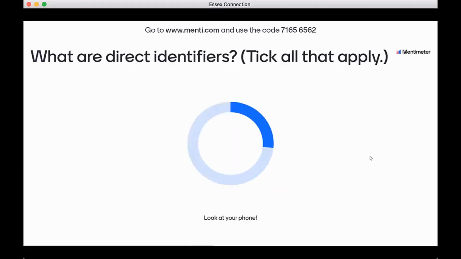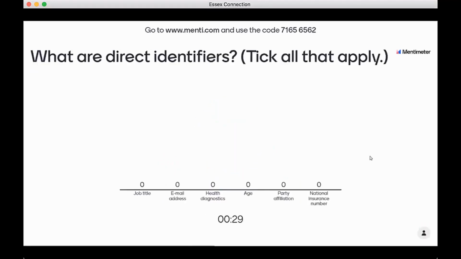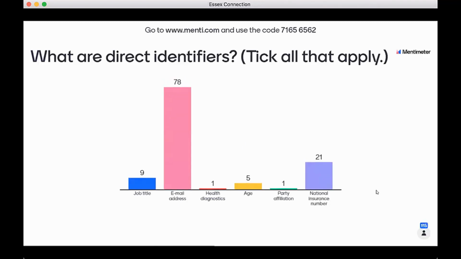What are direct identifiers? Tick all that apply. So we have job title, email address, health diagnostics, age, party affiliation, and national insurance number. It does not let us choose more than one, and this is very annoying because I did set it up as a multiple choice option. So I guess it's not tick all that apply, but we will discuss that there are multiple direct identifiers here.